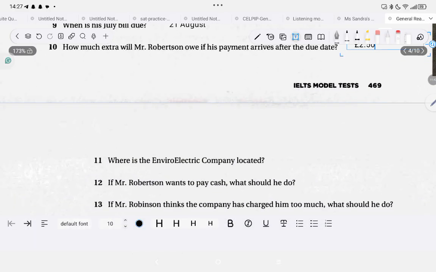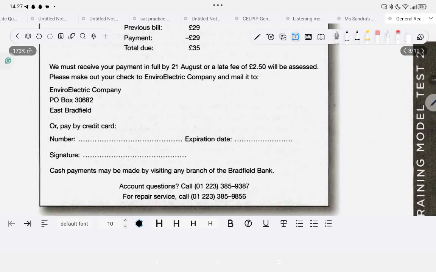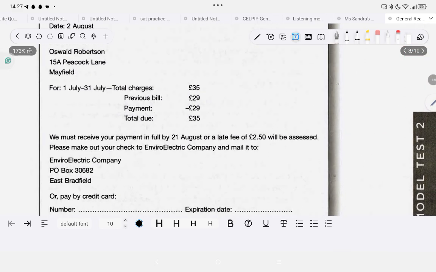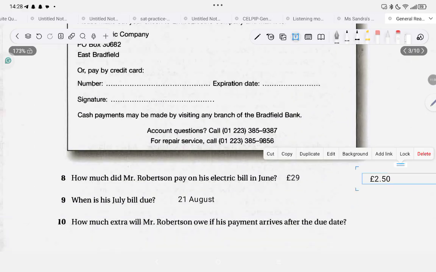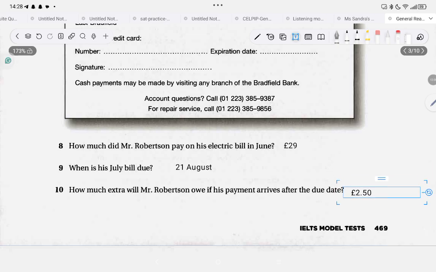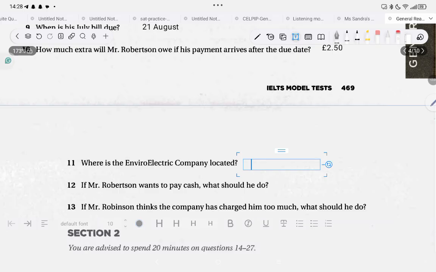Okay, let's go on. Where is the Enviro Electric Company located? Where is it located? Enviro Electric Company. It's located at East Bradford, right? It's here. Mail it to Enviro Electric Company, PO Box 3682, East Bradfield. So it's East Bradfield.